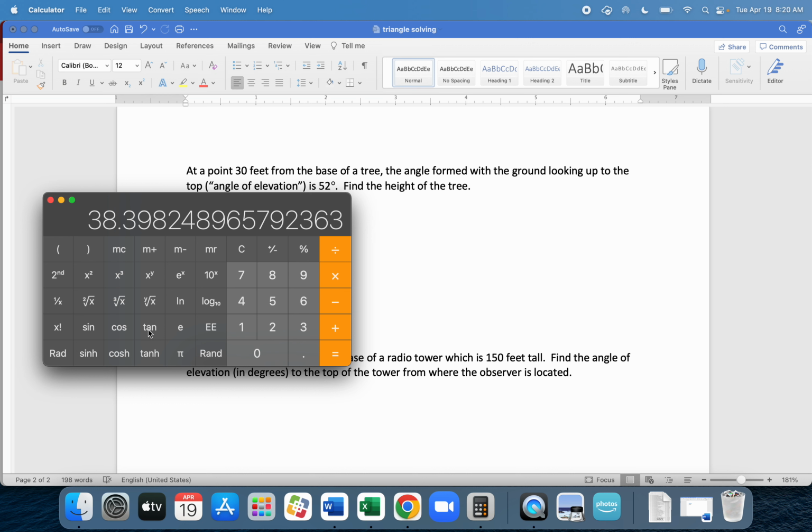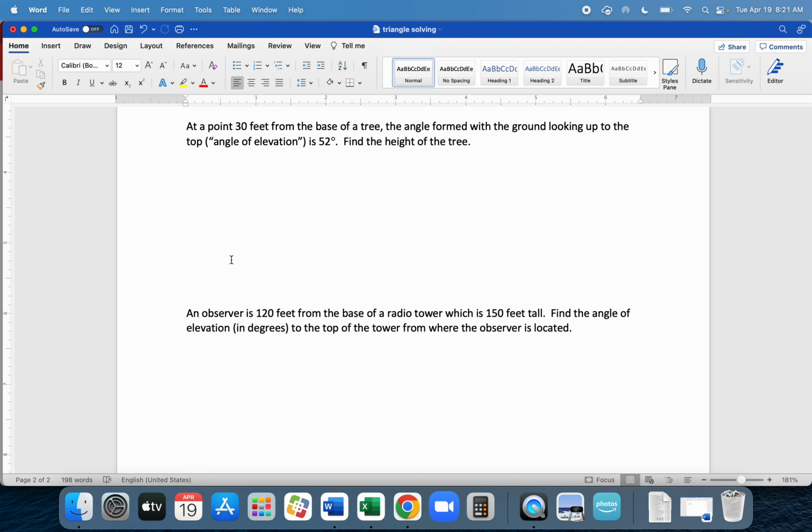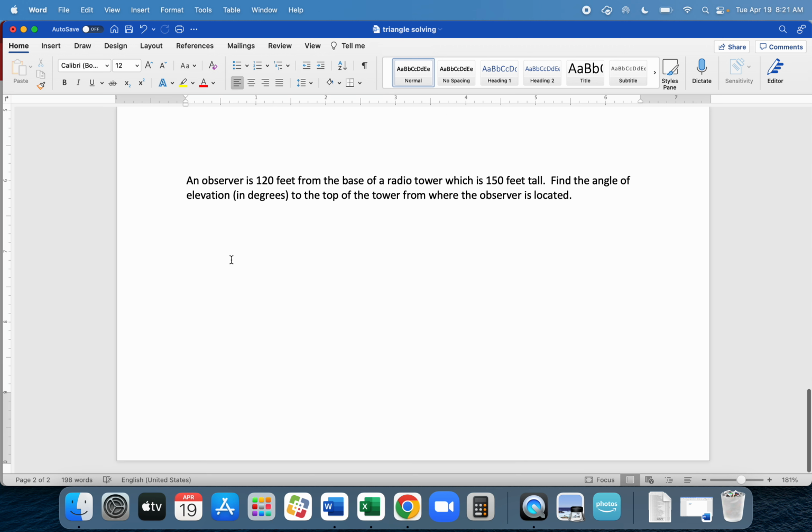So last question on here, and then I want to talk about the other issue with these inverse trig functions, because we're going to need one for this last question. An observer is 120 feet from the base of a radio tower, which is 150 feet tall, and we're going to try to solve for the angle of elevation. So 120 feet, not to scale here, from the base of something that's 150 feet tall, and I want to know the angle of elevation, or the angle up from the horizontal.